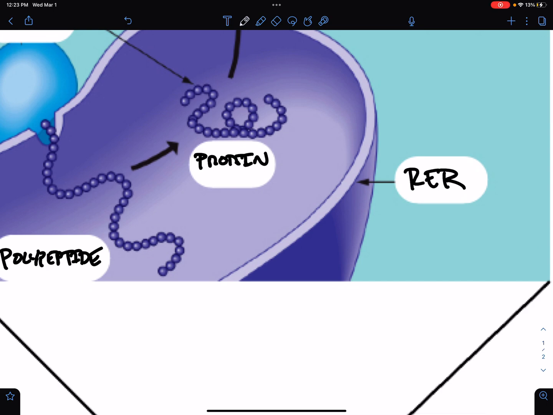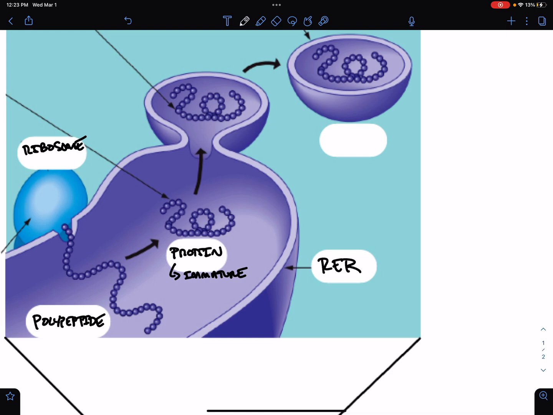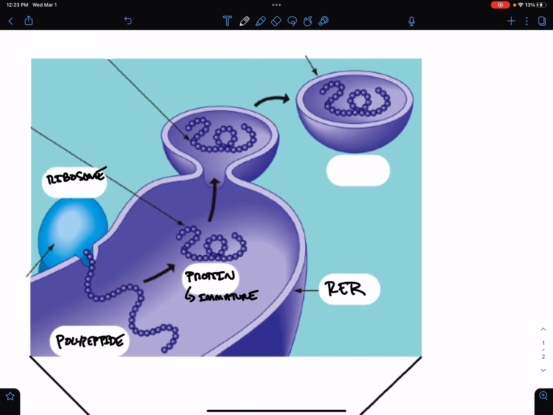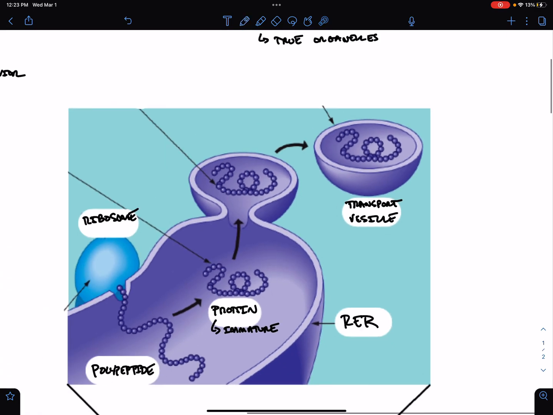But this protein is not fully developed. It is immature. And in order to mature into a functional quaternary structure protein, we have to move from the rough endoplasmic reticulum to the Golgi body. So what happens is a piece of the rough endoplasmic reticulum pinches off, holding this immature protein inside, and becomes a transport vesicle. This transport vesicle is going to bring the immature protein to the Golgi.